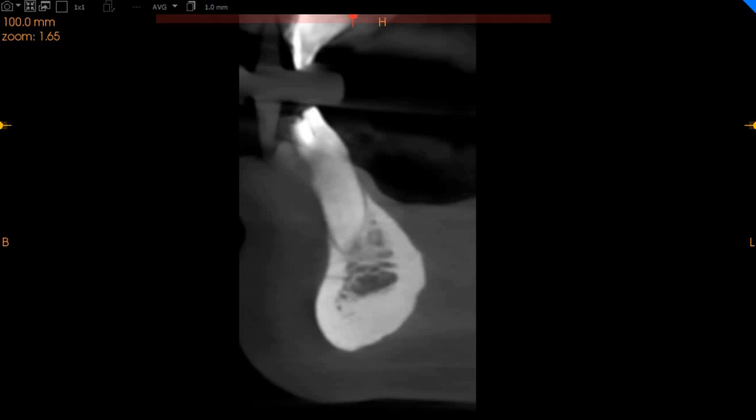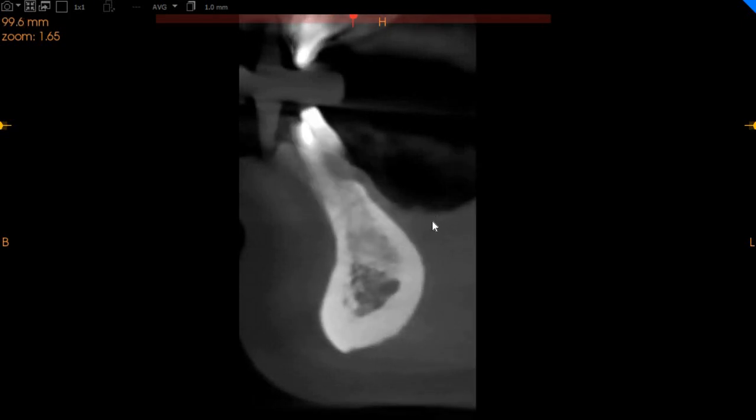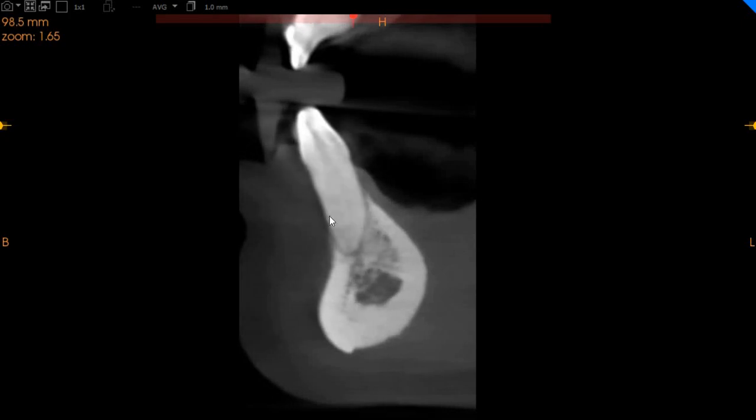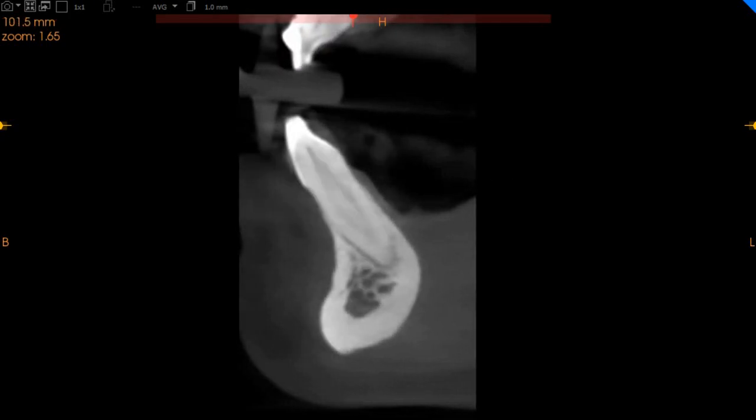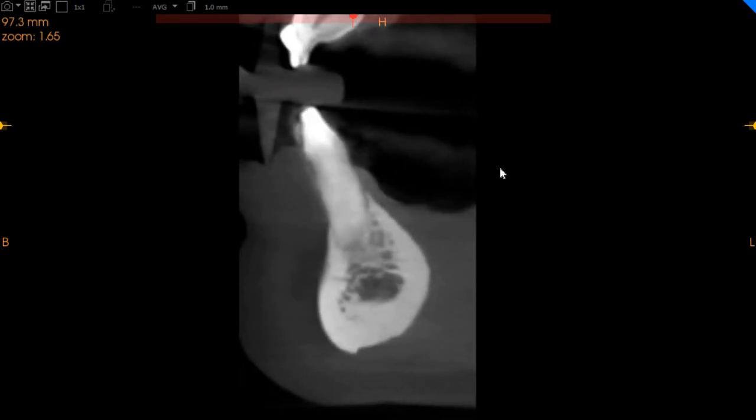This is the central incisor. This central incisor, even though it has a button on it, also has significant bone loss, especially on the buccal aspect. When we move to the lateral incisor, it has better bone support. The canine also has very good bone support, but the central incisor unfortunately has very minimal bone support and also has periodontal disease associated with it.